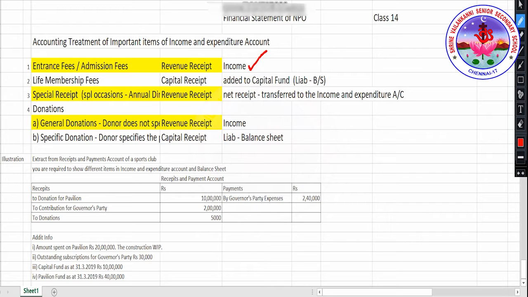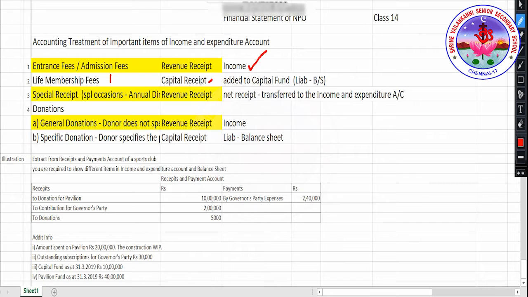Then life membership fees. Life membership fees is only one time in the life of the organization. You're going to pay this life membership fees once, so it is a capital receipt. Okay, it is a capital receipt. It has to be added to the capital fund, which is on the liability side of the balance sheet.